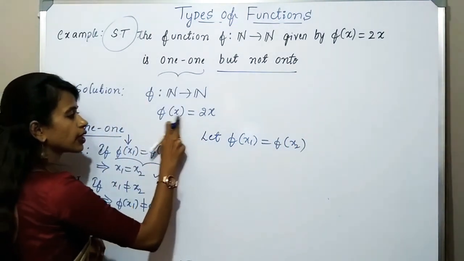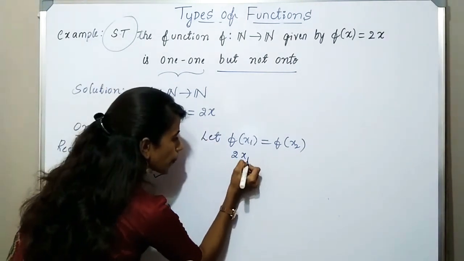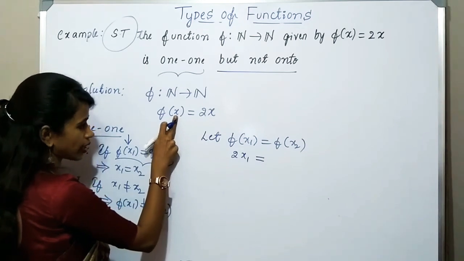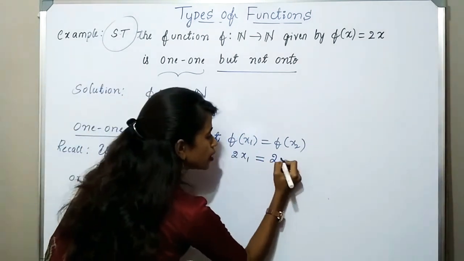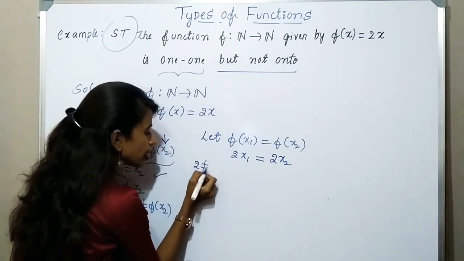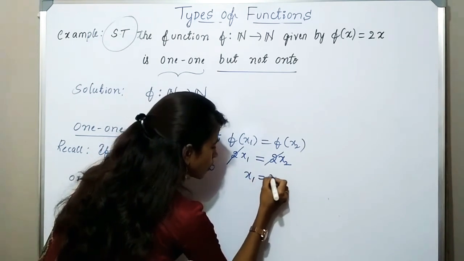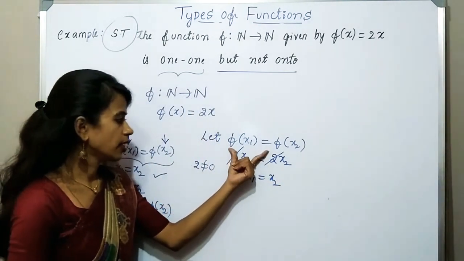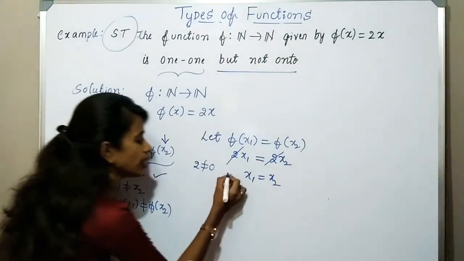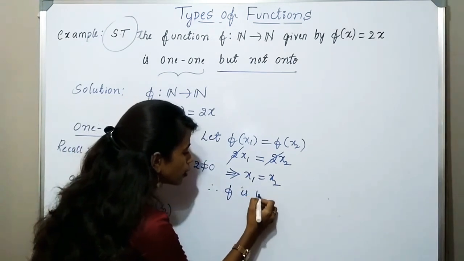So what does it mean? f of x is 2x. What is f of x1? f of x1 becomes 2 into x1, that is 2x1, is equal to... So f of x is 2x. If I take f of x2, replacing x by x2, f of x2 is 2x2. So f of x1 is 2x1, f of x2 is 2x2. Here 2 is not equal to 0, so we can cancel 2. Therefore we get x1 is equal to x2. So we take the information part and arrive at the claiming part, that is, f of x1 is equal to f of x2 implies x1 is equal to x2. Therefore we conclude that f is 1-1 according to the definition.